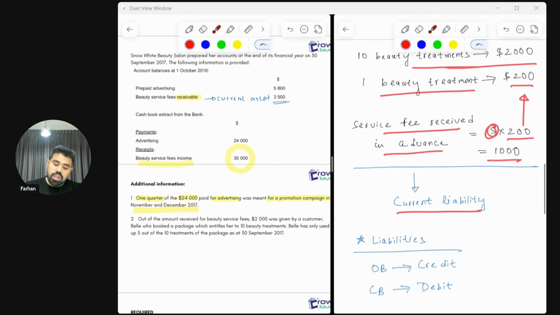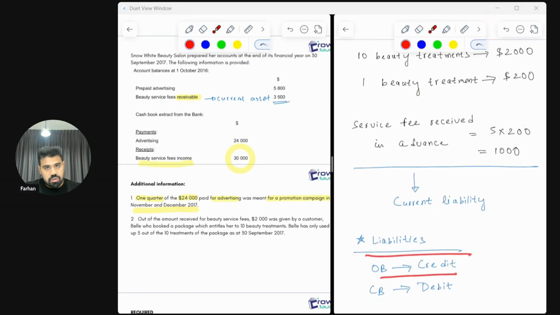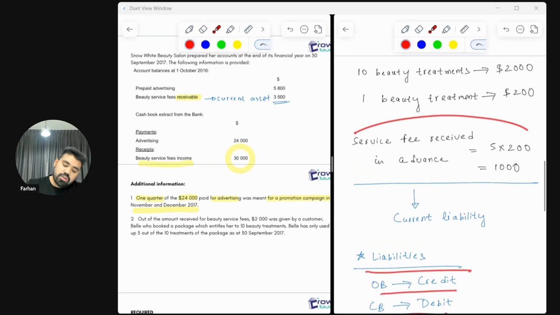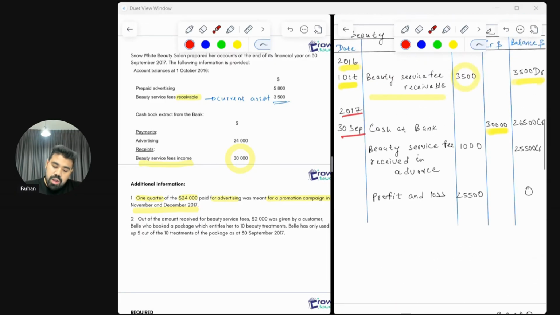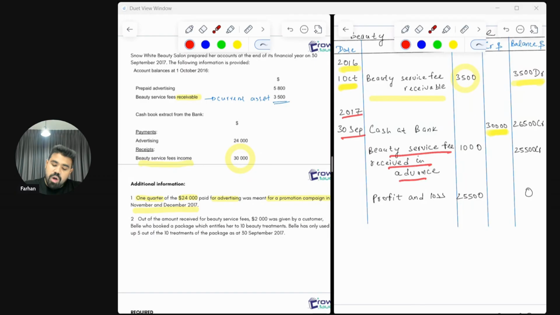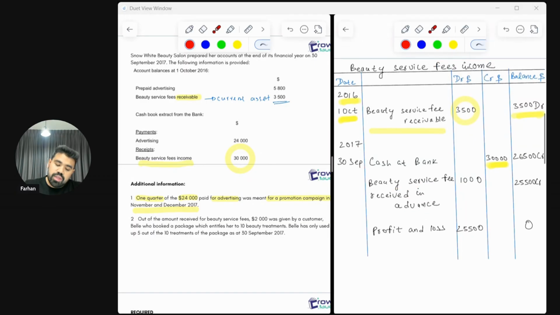Always remember, all liabilities by default should have an opening balance on the credit side and a closing balance on the debit side. So this is basically the exact opposite of what we do with assets. So because this $1,000 of service fee received in advance refers to the balance at 30 September 2017, this is a closing liability balance. Therefore, this should be recorded as a debit. So this is what we have done here. On 30 September 2017, we have recorded beauty service fee received in advance of $1,000, and that is recorded within the debit column. All right. Now, 26,500 credit, take away 1,000 debit, we're left with 25,500 credit.